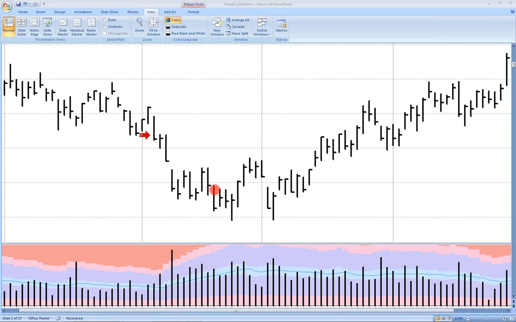Effort versus result. Here's a nice effort to go down, and then what's the result? There's not much of a result. They make the effort to come down, and then they give it up. They just give it up. Here's where we see support coming in for the first time, okay? Well, we saw some support potentially over here, but this is a clear indication that they brought it down and sellers could not hold it lower.